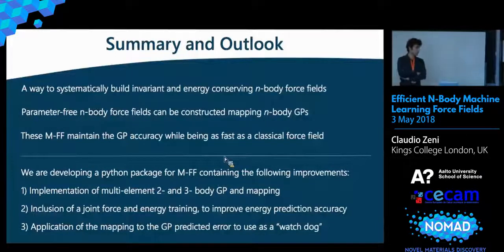So we will implement multi-element 2- and 3-body GP mapping, which is not showcased here. And we will include joint force and energy training, of course, to improve the energy accuracy, because we saw the energy accuracy was good, but not very good. And at the end, we will insert this watchdog feature using the GP predicted error to get an alert where we don't know, where the mapped force field can tell us where we are predicting something wrong.